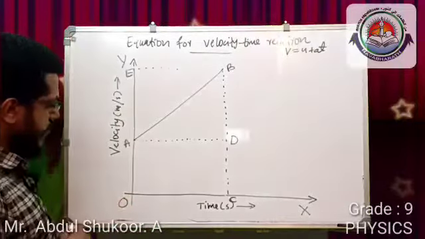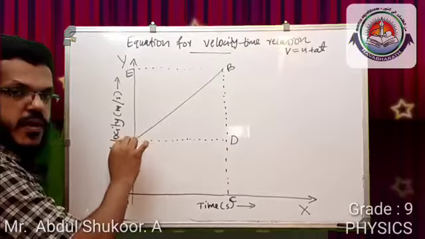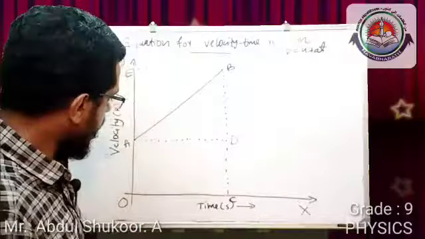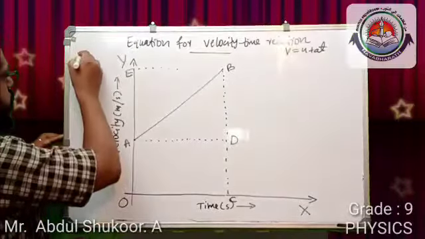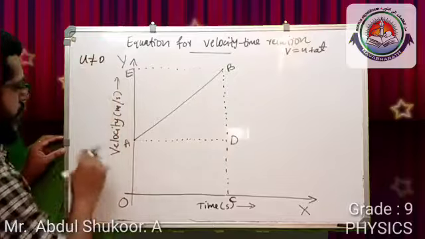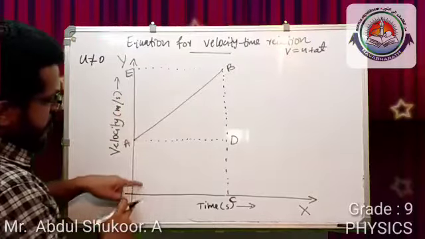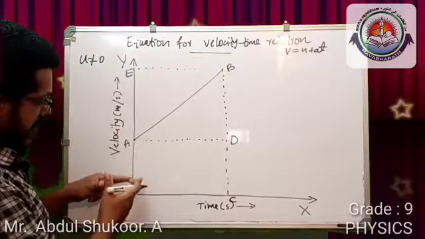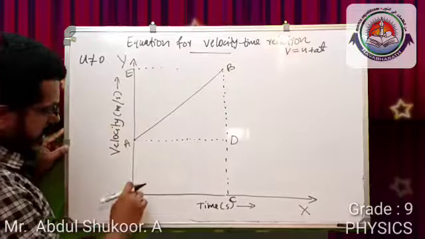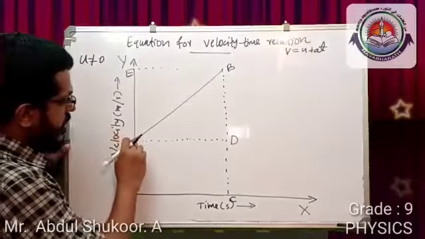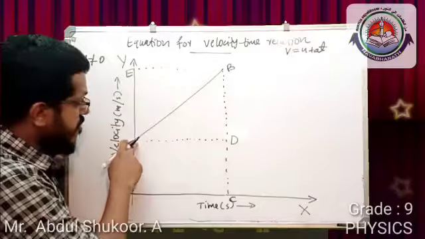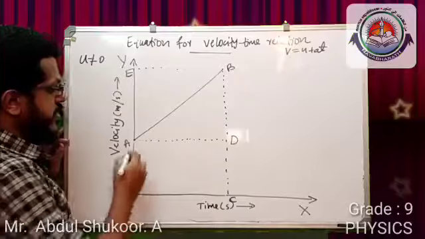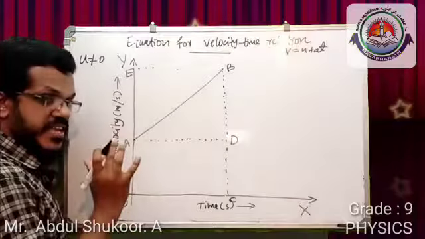And here we can note that the body moves with an initial velocity that is not equal to 0. Here initially we can represent it as u. Here u is not equal to 0. That means if the graph started from the origin, the value of initial velocity may be 0. But here the graph does not start from the origin. Here the graph starts from the point A and finally it reaches B. That means here the initial velocity has a value.